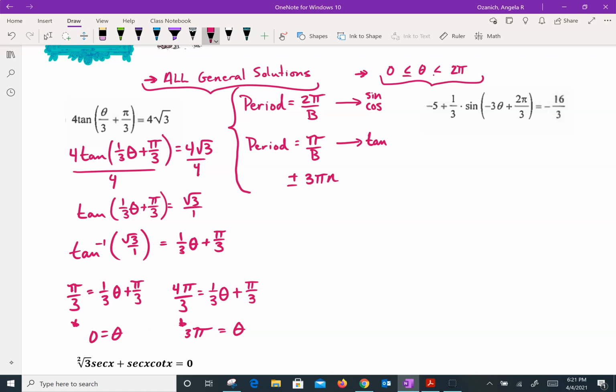And then our answers are going to be 0. And look at this, look what has happened. 3 pi plus and minus 3 pi n. So we can see if we subtract 3 pi n, we get back here to our answer of 0. And it looks like all of our general solutions could be expressed as basically 0 plus or minus 3 pi n. Okay, so that's it for that one.